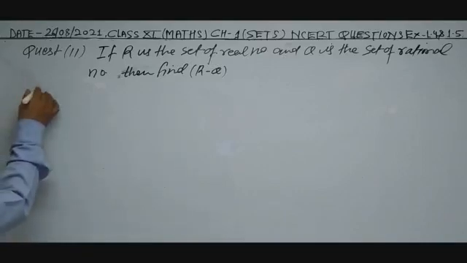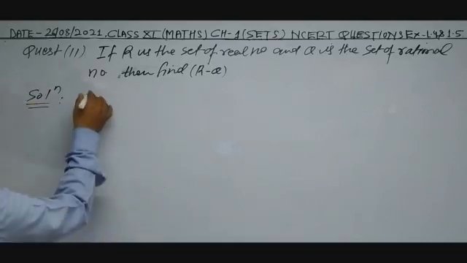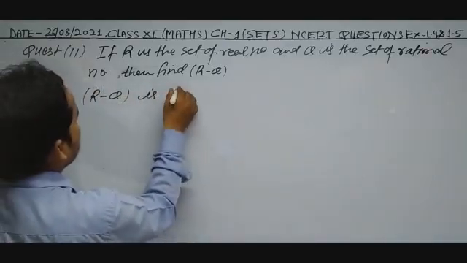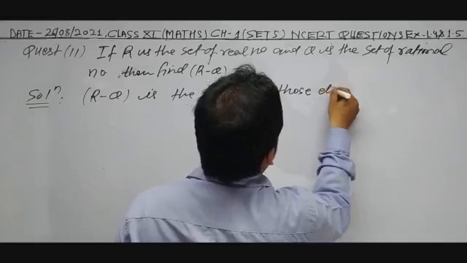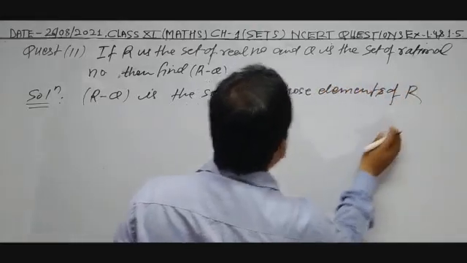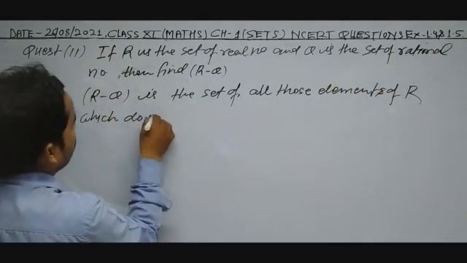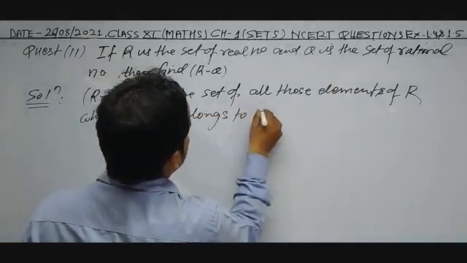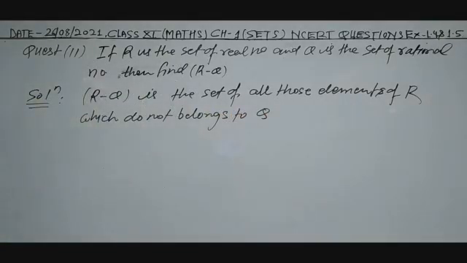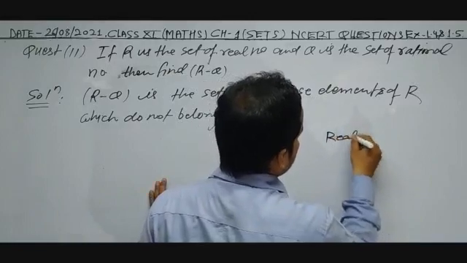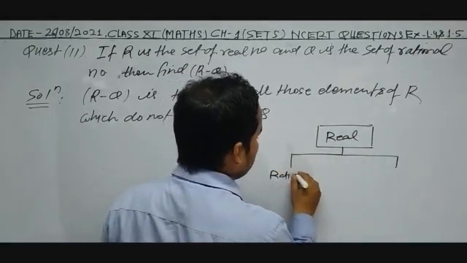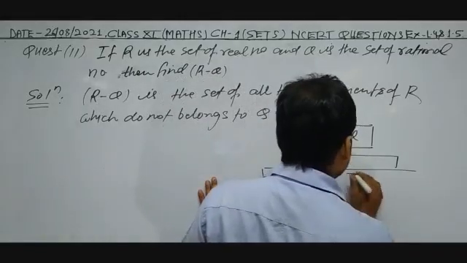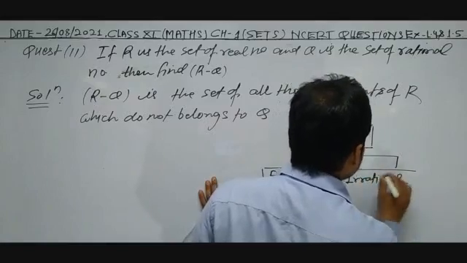See the solution. R difference Q is the set of all those elements of R which do not belong to Q. The set of all those elements of R which do not belong to Q. So if you see real number terminology, the real number is the combination of rational and irrational numbers.